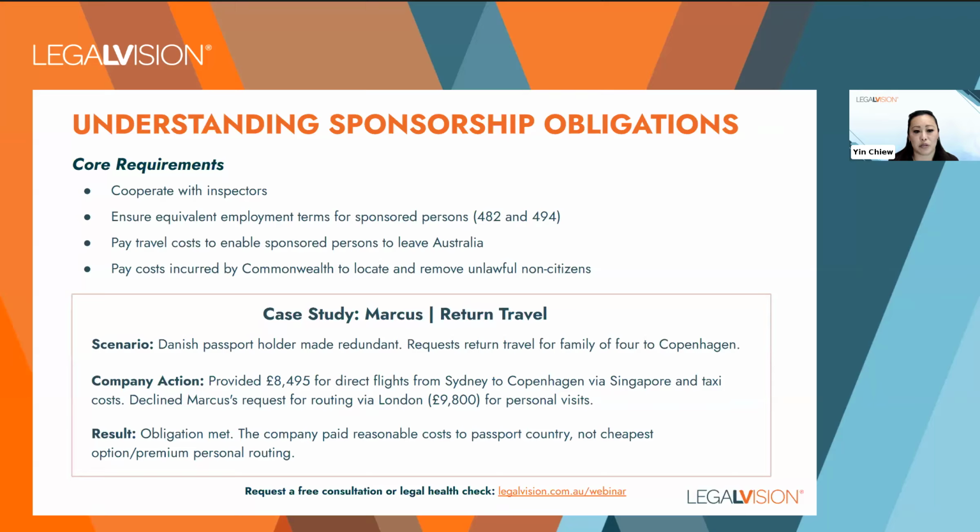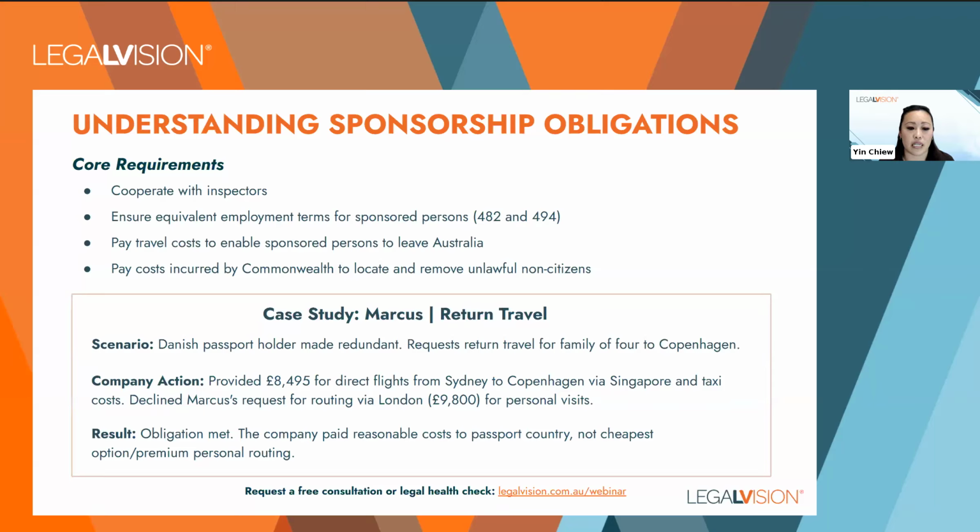Pay travel costs to enable sponsored persons to leave. So this is often a key issue of contention. And often the question I get asked is, well, if this sponsored worker is dismissed due to misconduct, do we still need to pay these costs? The short answer is yes, you do. So obviously it's only in respect to reasonable travel costs. And it's really if the sponsored worker or the former sponsored worker asks or requests that in writing as well.